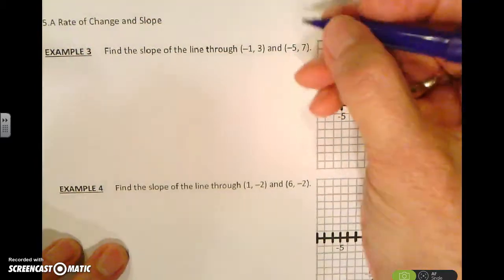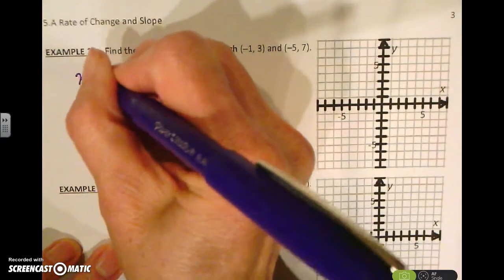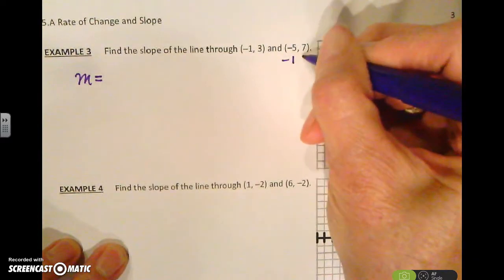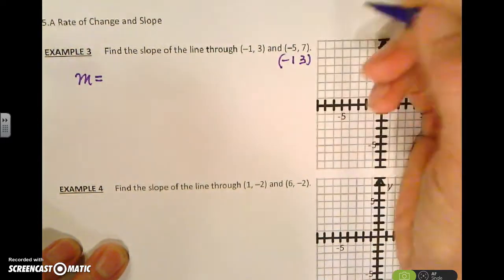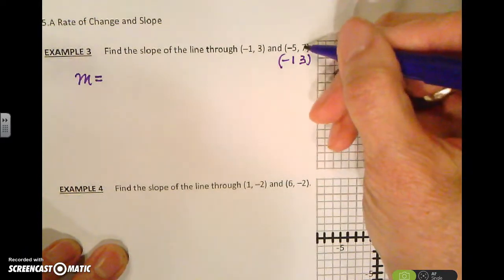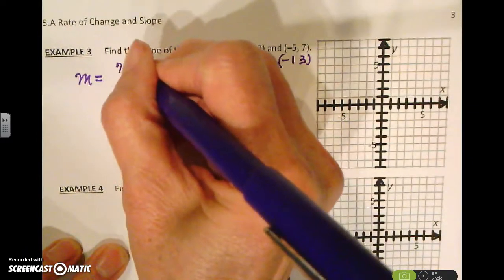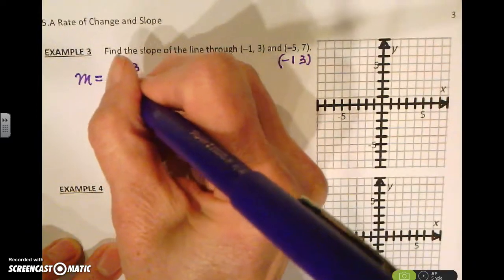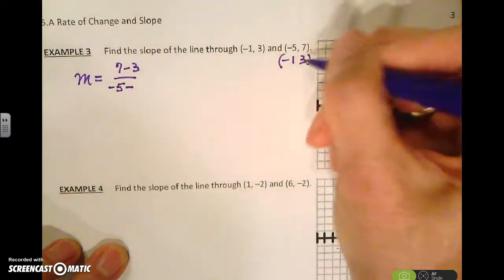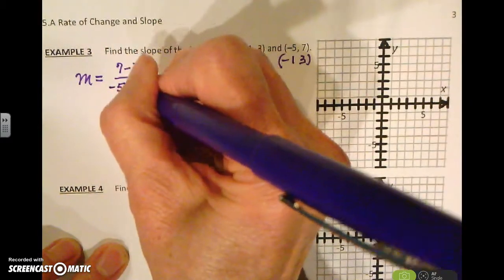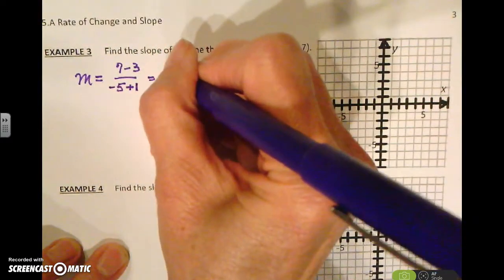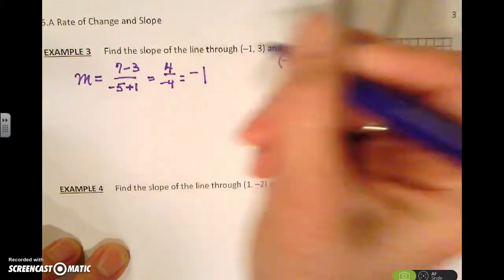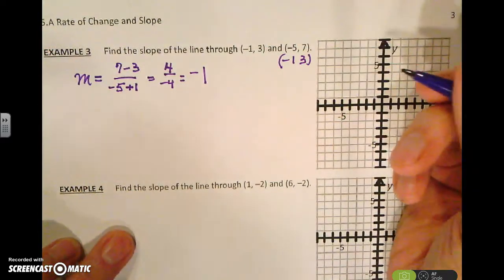In example 3, we're going to find our M first by our formula. So I'm going to again write the -1, 3 underneath that. And I'm going to find the difference of the y. So I have 7 minus 3 divided by the difference of the x's, -5 minus -1, which gives us +1. So we get 4 over -4, which reduces to -1. So we have a slope of -1.